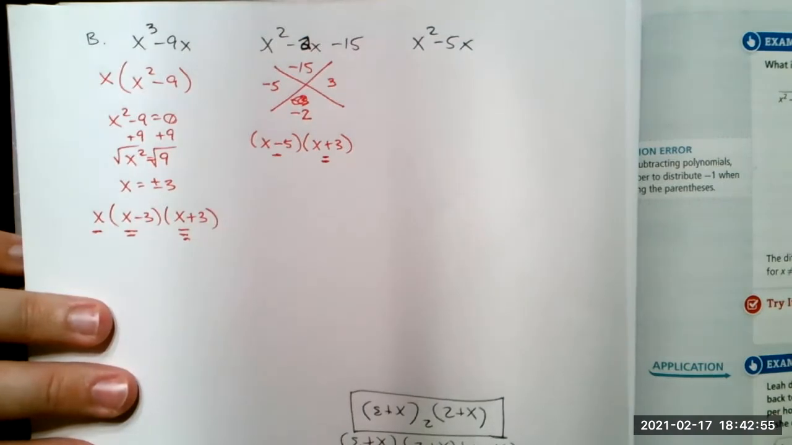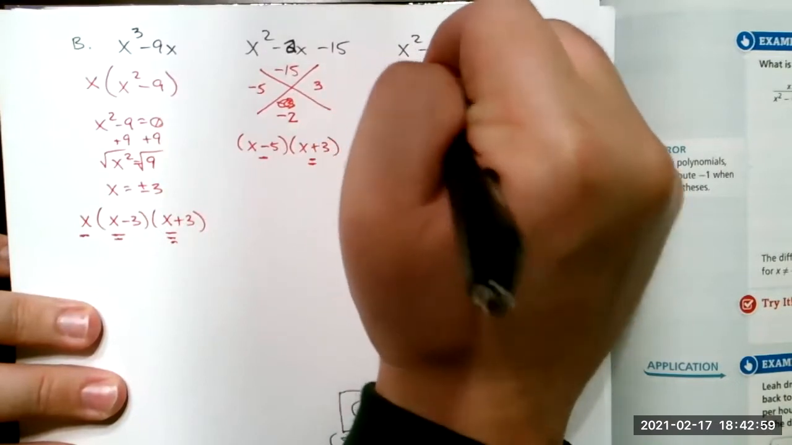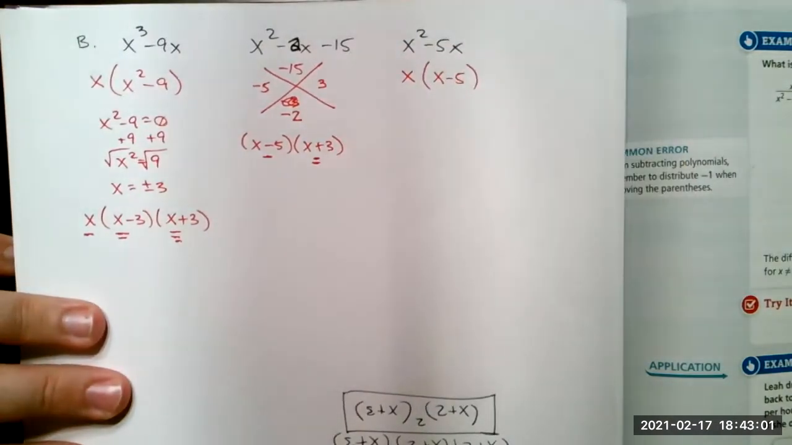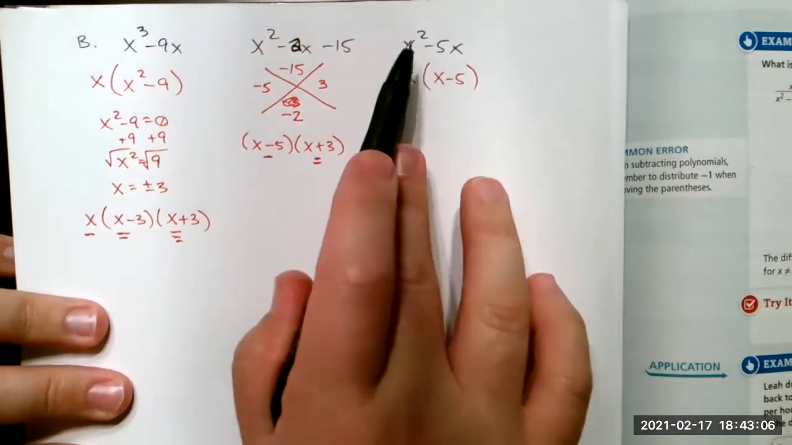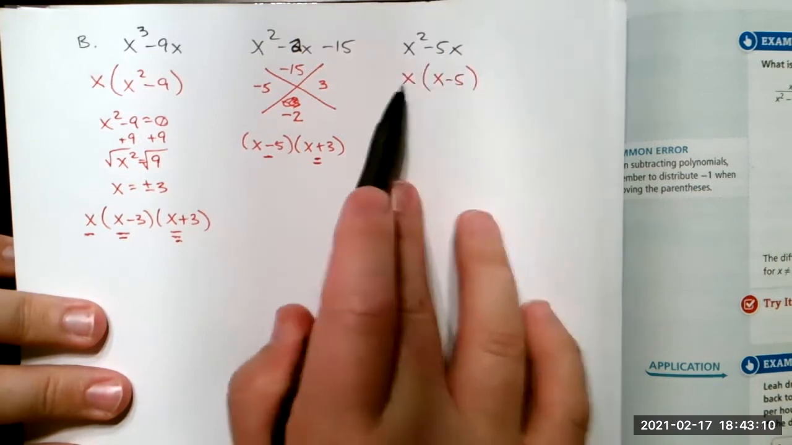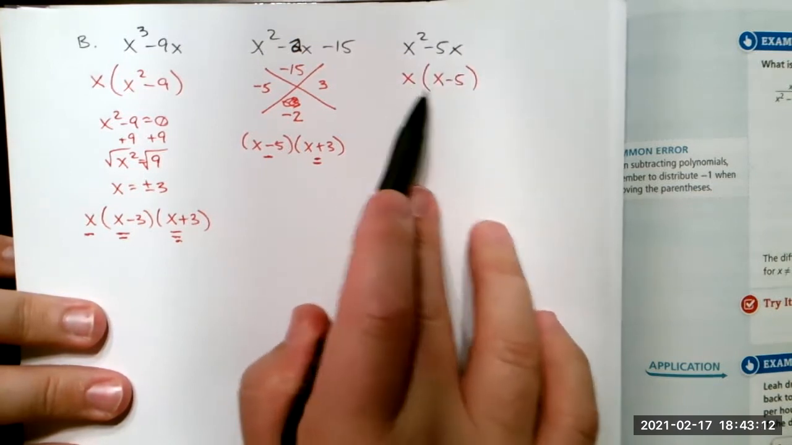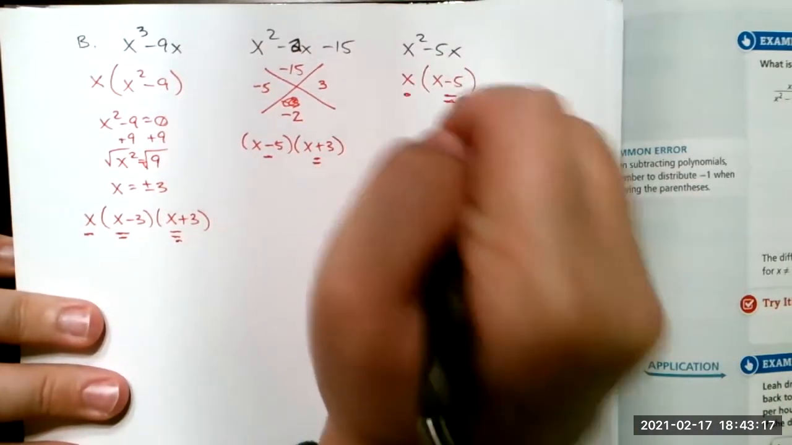And now our last expression, I've got a GCF. Always be looking for that GCF, because just by taking the GCF, I factored it, right? I started off with an x squared. I took the GCF, and now I broke apart that x squared. There are no more factors that I have to come up with. So I've got an x and an x minus 5.